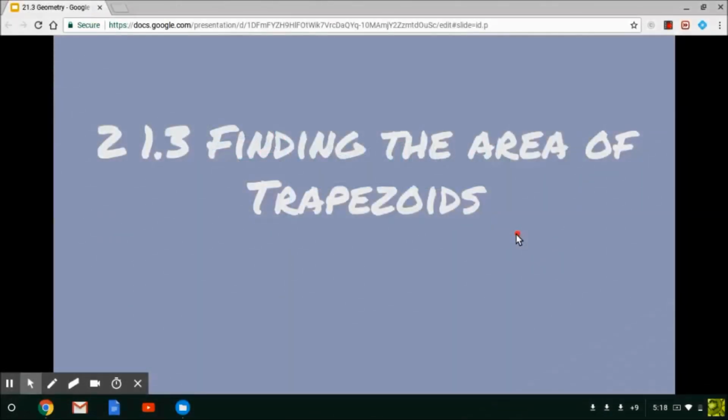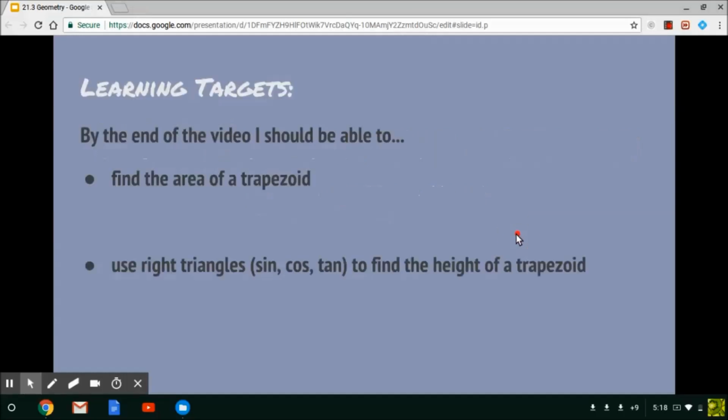Hey geometry students, so today we are going to be finding the area of trapezoids. This is 21.3. So here we go. By the end of this video, we want to be able to do two things: find the area of a trapezoid, and then also use right triangles, so sine, cosine, tangent, that kind of thing, to find the height of a trapezoid, so that can help us find the area.